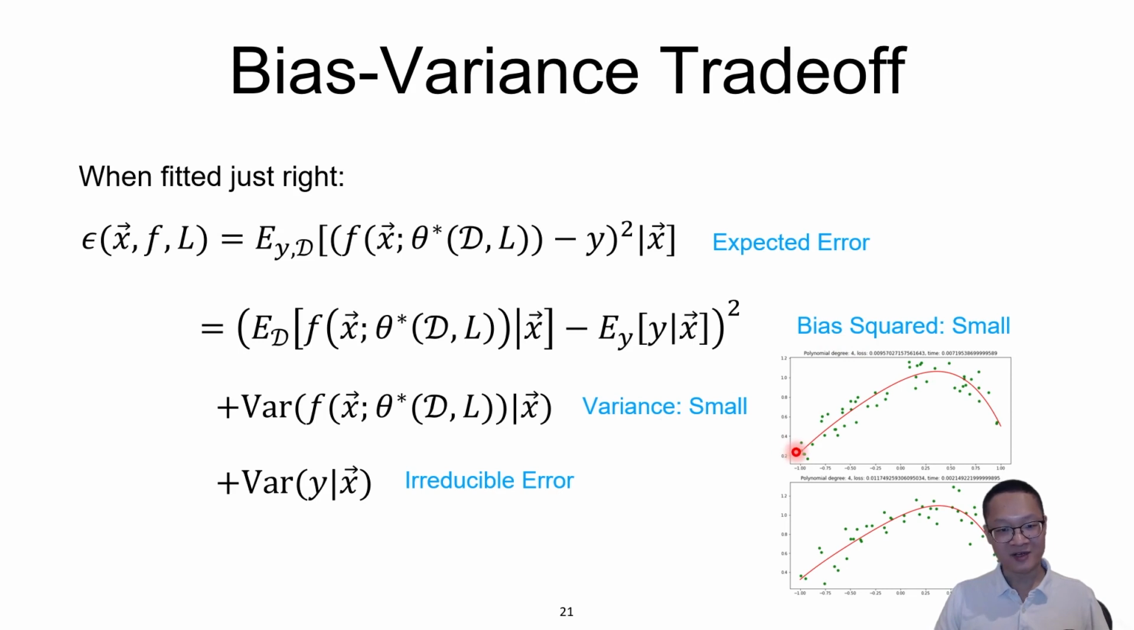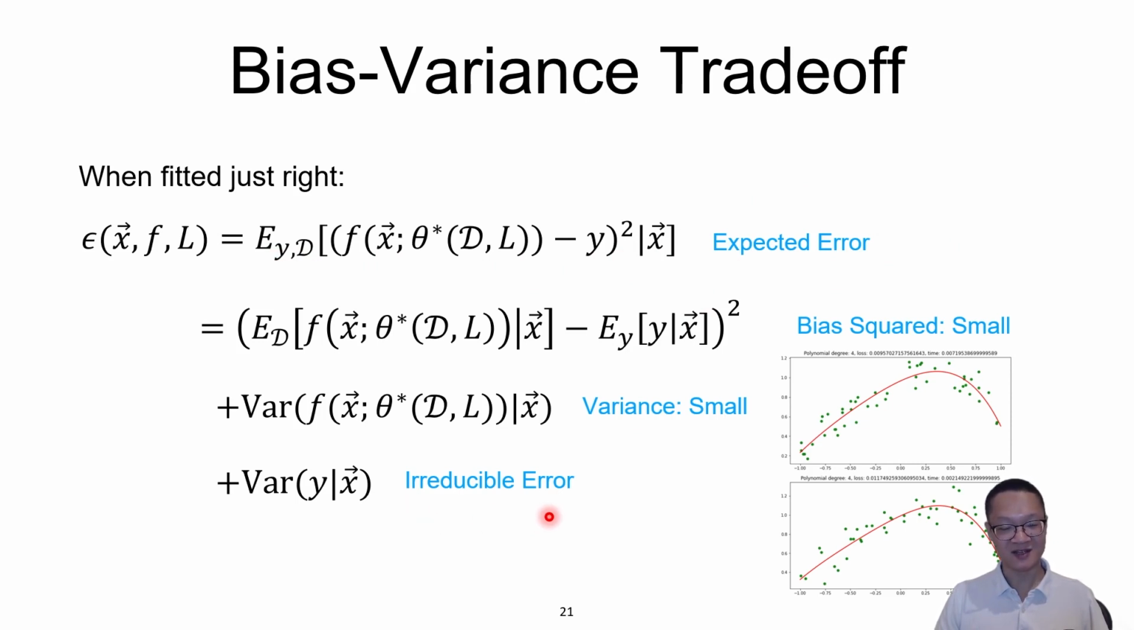So now when we train on different data sets, we get a very similar red curve, right? We get very similar red curves. So the variance is small. And of course, we always have irreducible error. So in this case, we have small bias squared, small variance. So that gives us the best possible expected error. The major contribution to the expected error is just going to be the irreducible error.